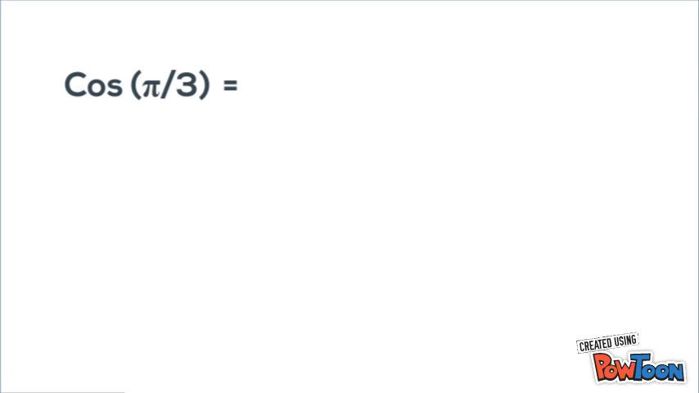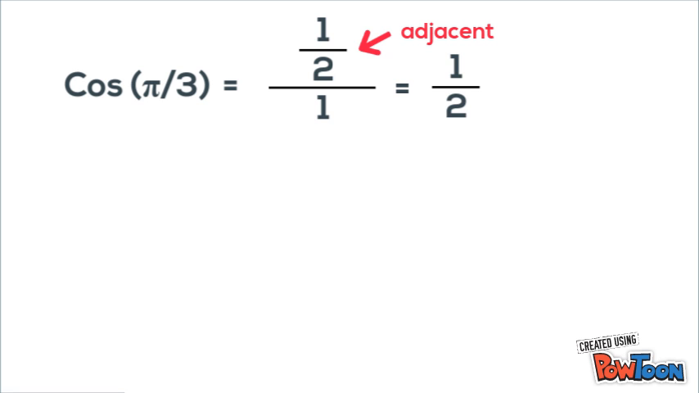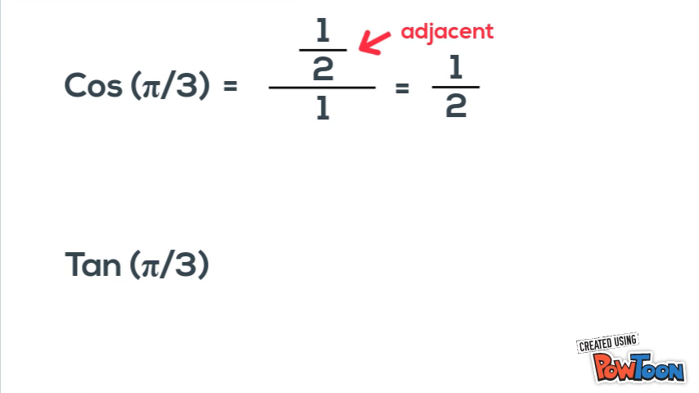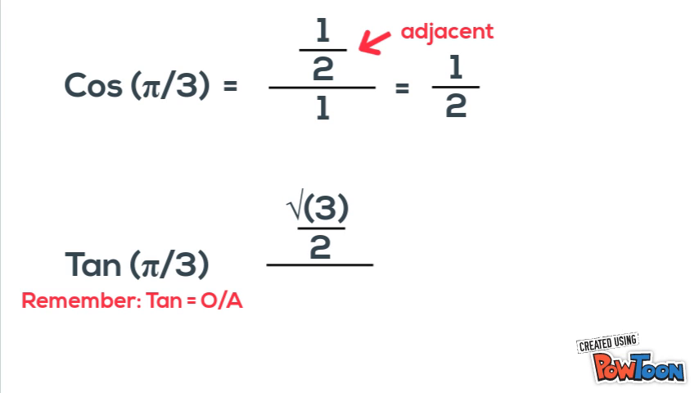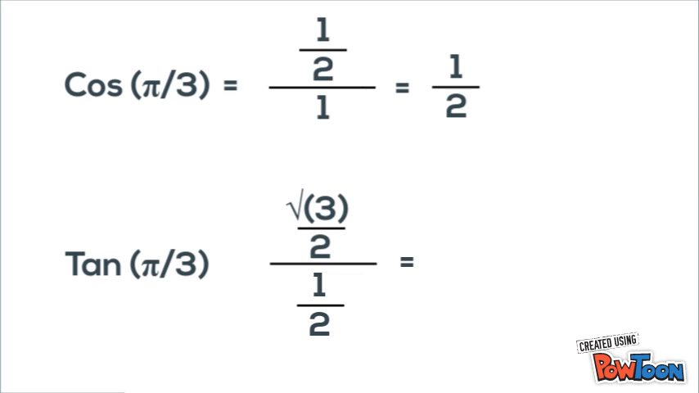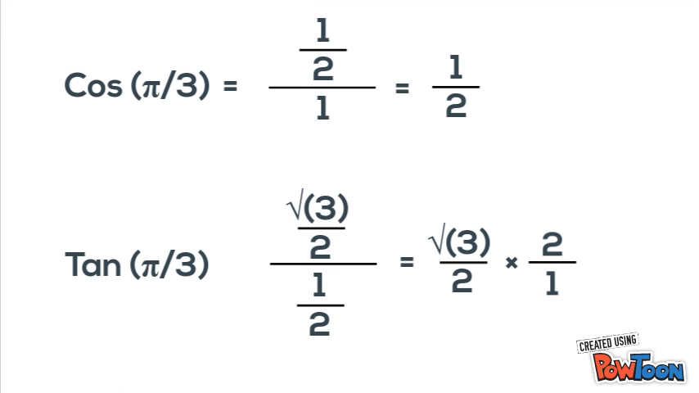Cosine of pi over 3 is equal to the x value, 1/2, for the same reason. The adjacent side is 1/2, and that divided by 1 is equal to 1/2. Tangent is the opposite side over the adjacent side, which means we must divide the square root of 3 over 2 by 1/2, or multiply by the reciprocal, 2 over 1, which gives you the square root of 3.